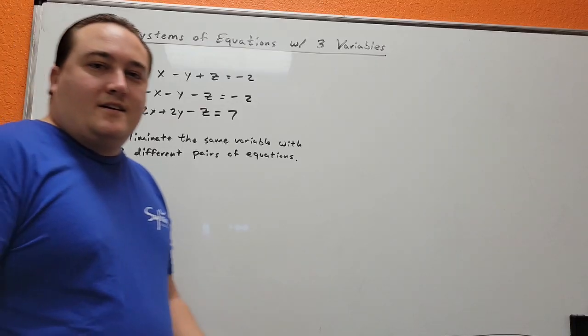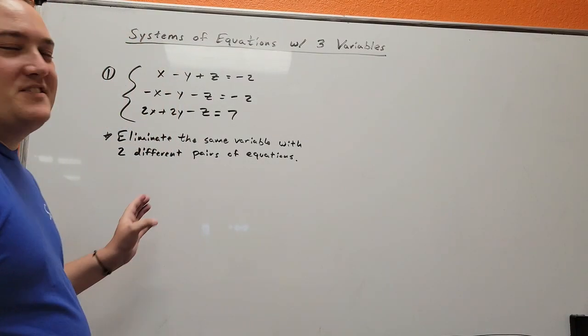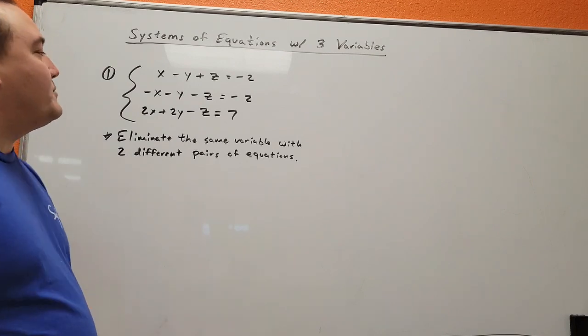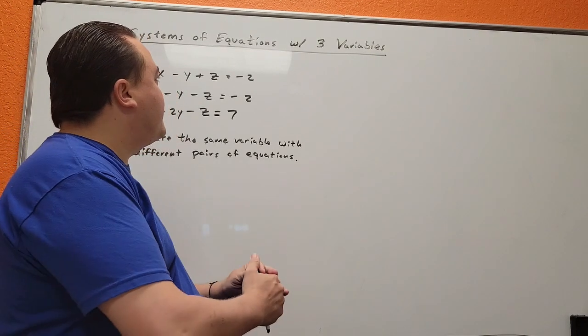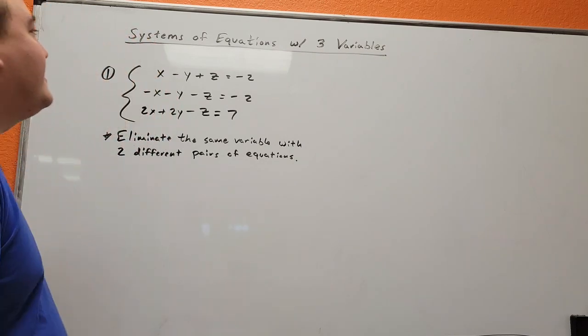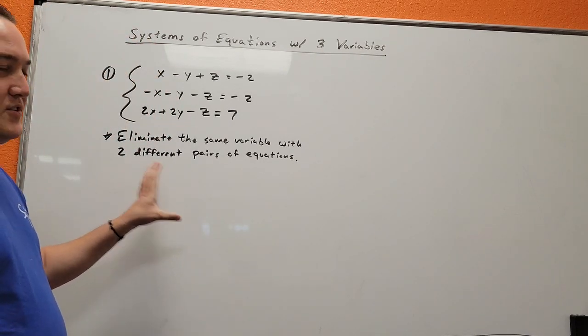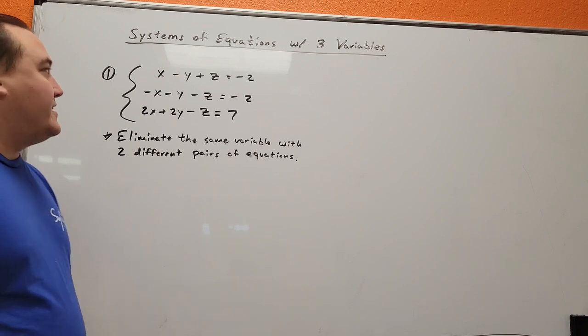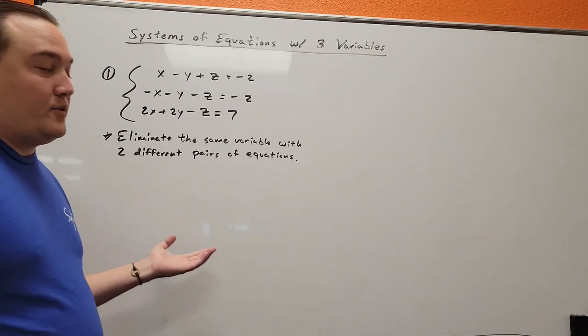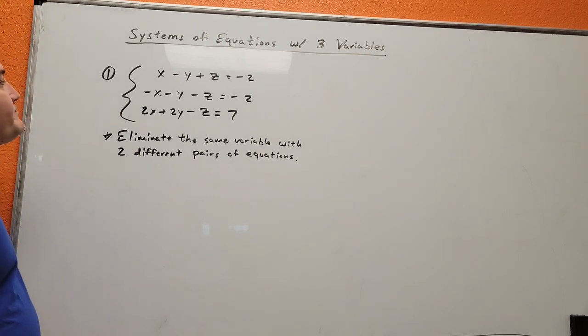Okay. Hello everyone. Today we're going to be solving systems of equations with three variables. Since we are missing class today due to a hurricane, I'm going to start off with the same problem I left you with last class, because we weren't able to finish it anyways. So, here it is. Go ahead and copy it down and make sure you're taking good notes.